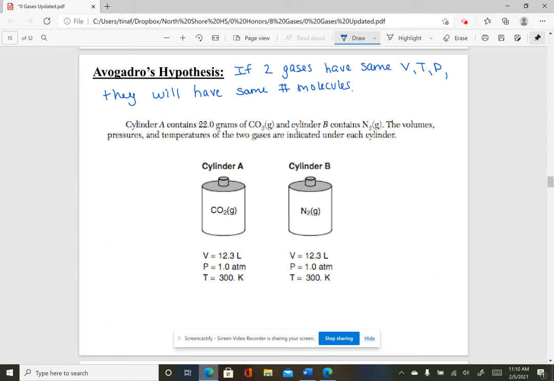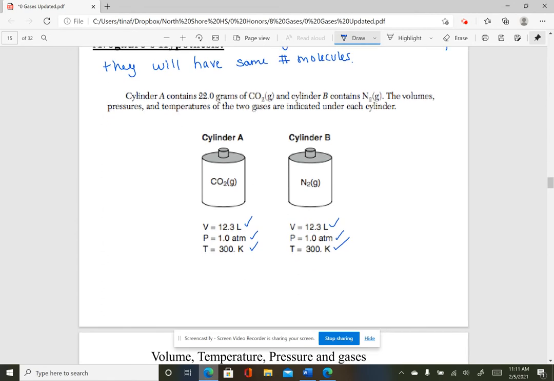Okay, so let's look at these 2 containers here. In cylinder A, I have carbon dioxide, and in cylinder B, I have nitrogen gas, right? And their volumes are the same, their pressures are the same, and their temperatures are the same. So what he says is that the number of molecules in each container would be the same. If you're not happy with that, we can do some math to prove it.